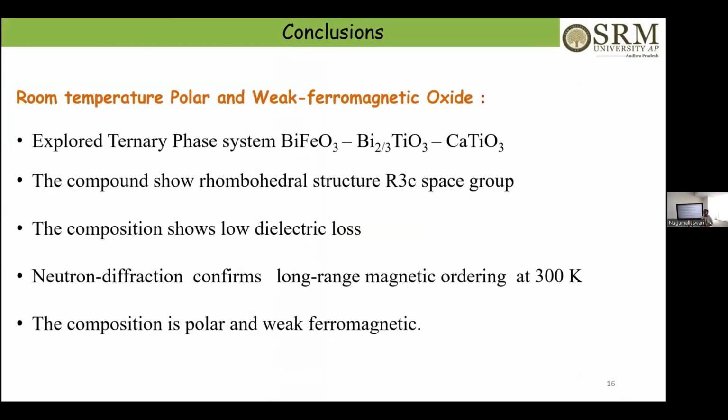So, conclusion: we explored a ternary phase diagram between bismuth iron oxide, bismuth titanate and calcium titanate, and we are getting a phase pure composition. The composition shows a rhombohedral structure with the R3c space group, and it has low dielectric loss. The neutron diffraction study shows long range magnetic order. For SHG measurement and ferroelectric measurement, the composition shows polar nature.